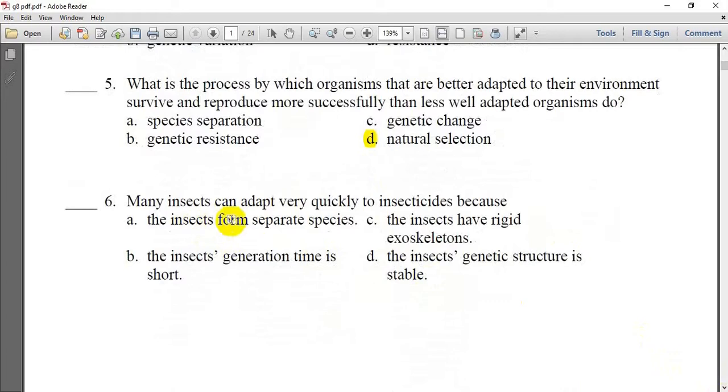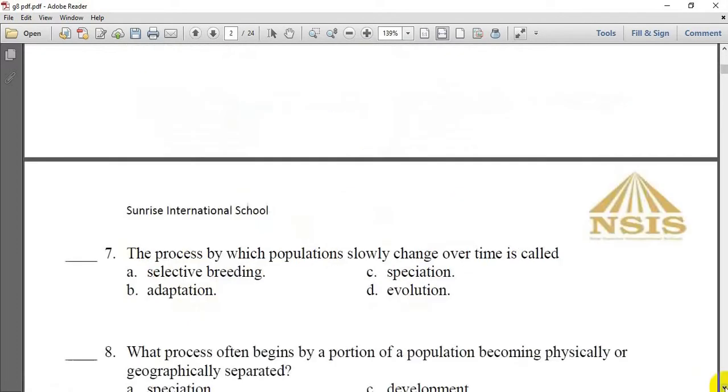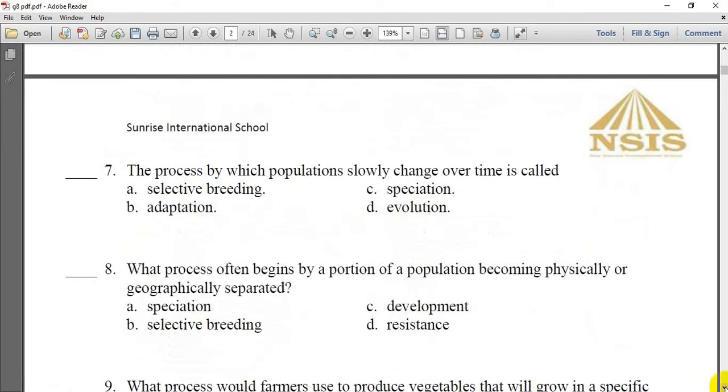Many insects can adapt very quickly to the insecticide. So the answer for this question will be because insects have a short generation time. What is the generation time? The generation time is the time between birth and death. The process by which populations slowly change over time. When the organisms slowly change over time, this is called evolution. So the answer is letter D.